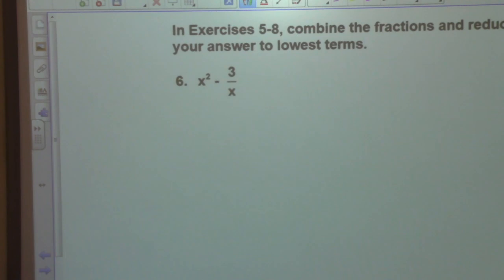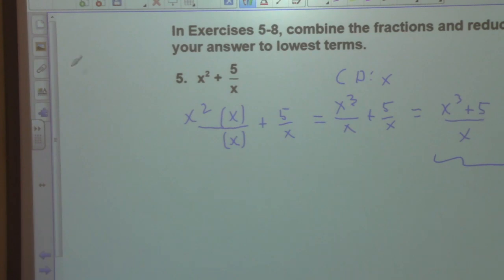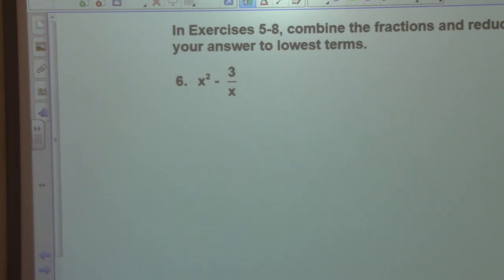Okay, I'm gonna choose somebody for number 6. No, go back, I didn't get the answer down. It's x cubed plus 5 over x. Right here. It's x squared plus 5 over x. Okay, so I'm gonna pick somebody for number 6.